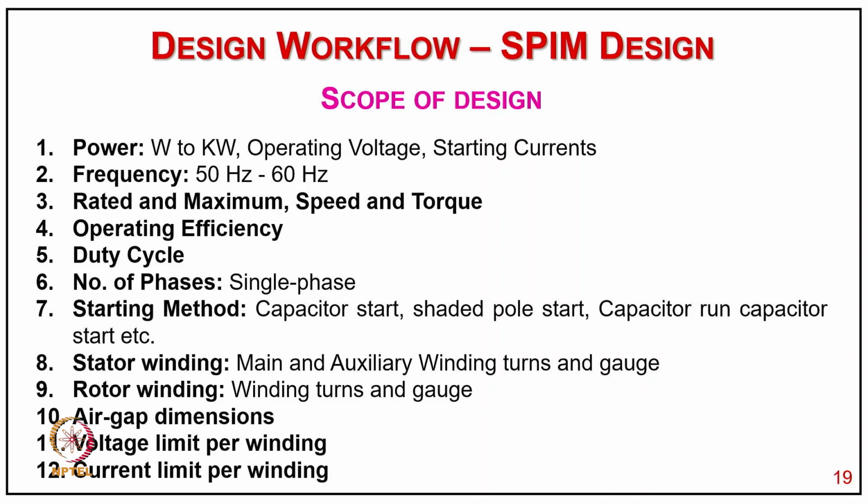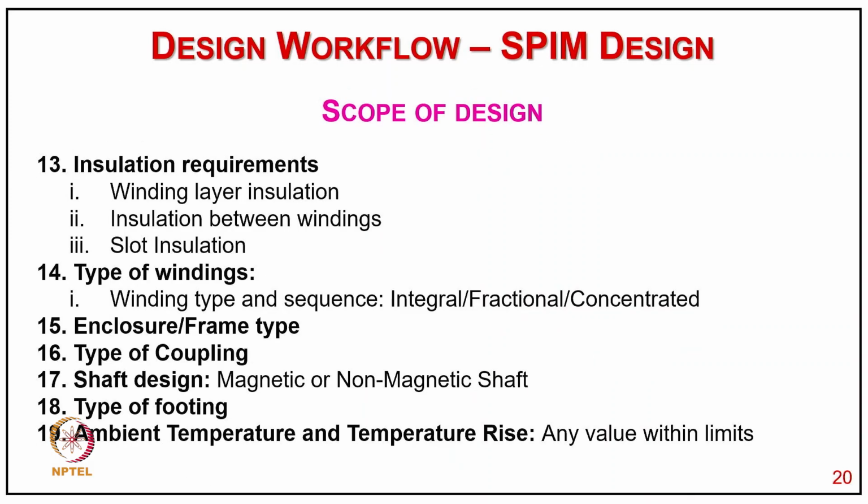And stator winding, main and auxiliary winding turns and gauge, and rotor winding turns and gauge, then air gap dimensions, voltage limit per winding and current limit per winding, then the insulation requirement, winding layer insulation between windings and slot insulation, and type of windings, the winding type and sequence, typically integral, fractional or concentrated, then the enclosure or frame type, type of coupling, shaft design, magnetic or non-magnetic shaft, type of footings, ambient temperature and temperature rise, and value within the limit.